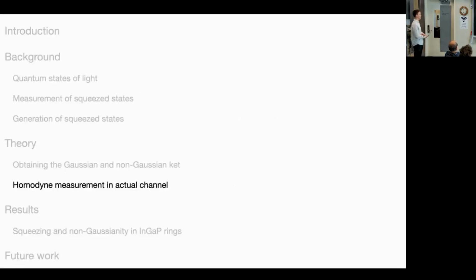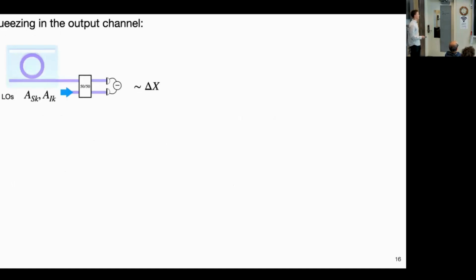All right, so that finishes that. So now I'll talk about a homodyne measurement in the actual channel in the presence of this phantom waveguide where there's loss. We're going to work in the Gaussian approximation for this. I'm going to ignore the non-Gaussian stuff. So I wait for a long time, and all the light is now in the actual output channel here.